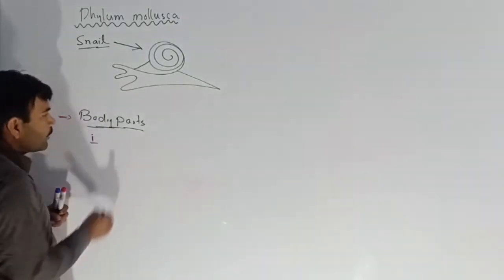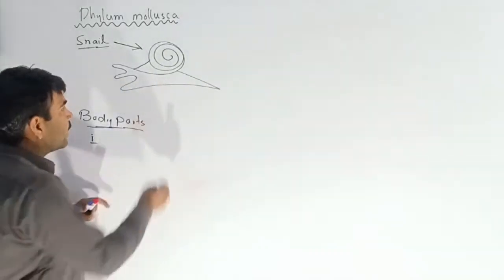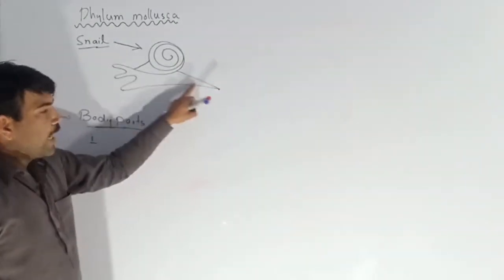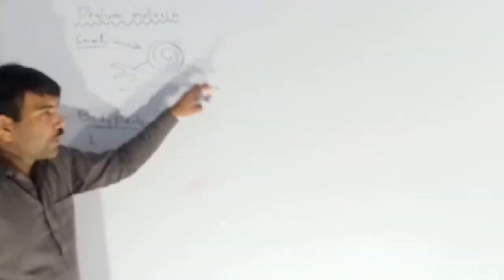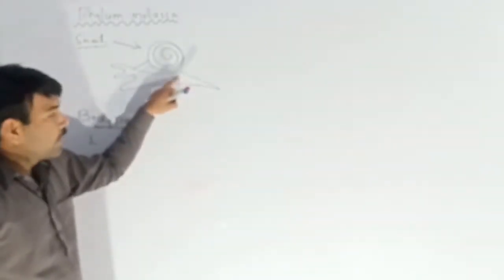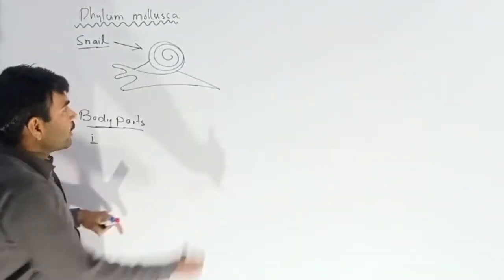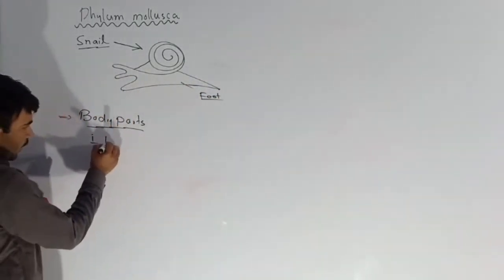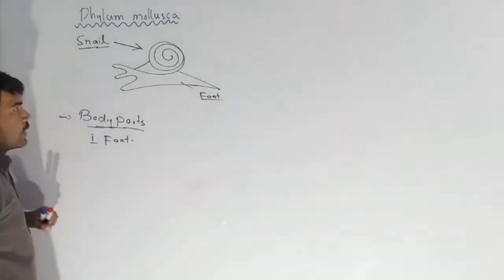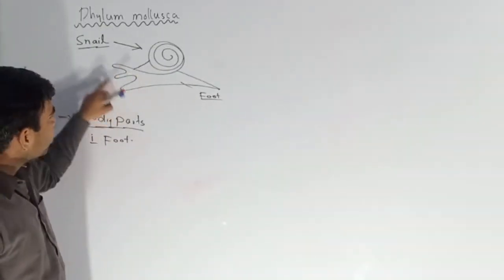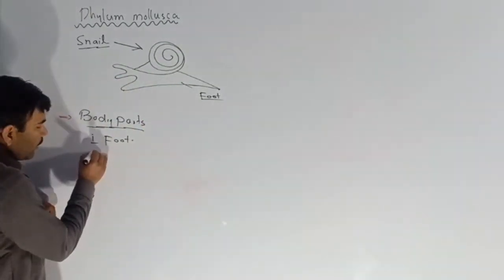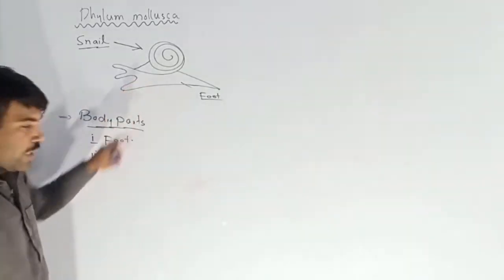The first part of this body is known as the foot, from here up to here. This portion is involved in holding the body to the soil or land. So the first portion of the body is known as foot. The second portion of the body is the anterior portion, which is related to the head. So this portion is known as the head.